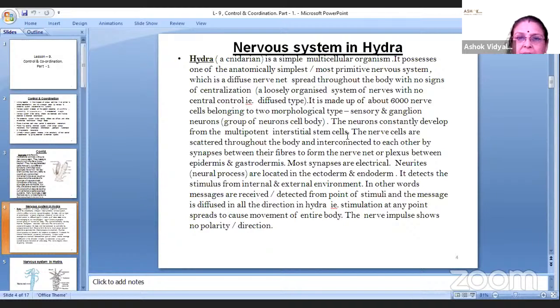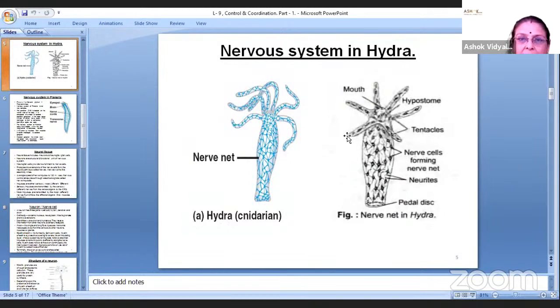Students, when you see this diagram here, this is Hydra. You can see that there is no centralization. That means, like in human beings, for example, we have a brain, right? There is nothing like that over here. No brain, no ganglia, nothing is present over here. Only it is a network of nerve fibers throughout.